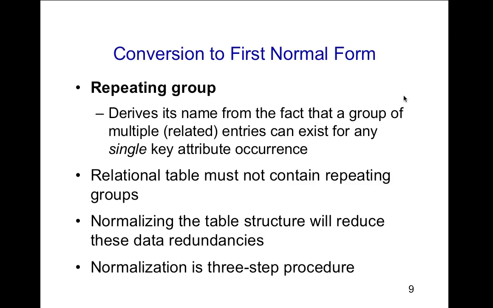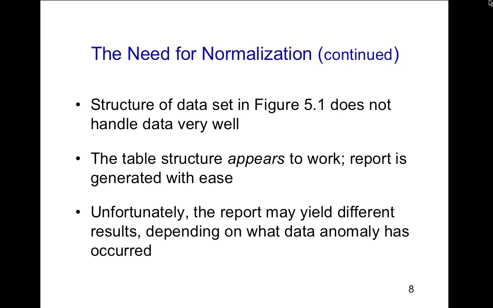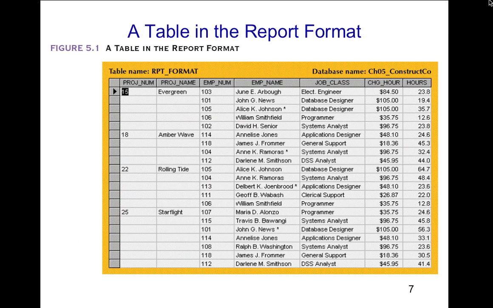So in the conversion to first normal form, what we've got are repeating groups. You're going to say, well, who would do this? People do this, actually. The repeating group concept derives its name from the fact that a group of multiple related entities can exist for any single keyed attribute occurrence. So the repeating groups are here, groups of job classes. Well, we've got groups of, there we go.